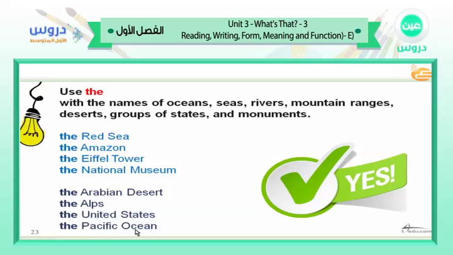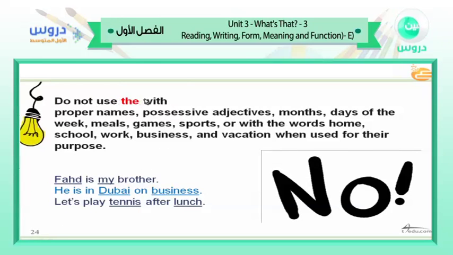The Pacific Ocean, it's one of the oceans around the world. Is it clear? Don't use "the" with proper names, possessive adjectives, months, days of the week, meals, games, sports, or with the words home, school, work, business, and vacation. Don't use "the" with them. Is it clear? For example, Fahd is my brother. Here we have a possessive adjective. We don't say "Fahd is the brother." No. Here we have possessive adjectives.